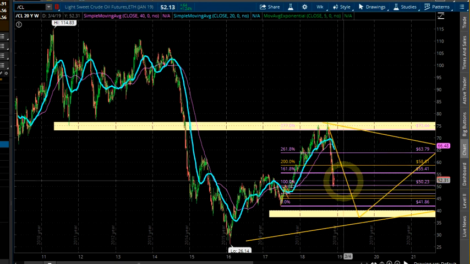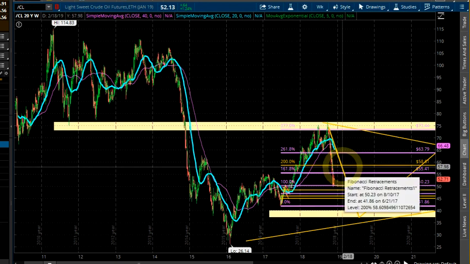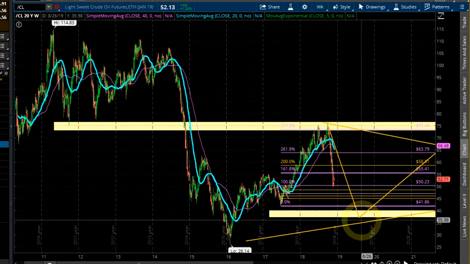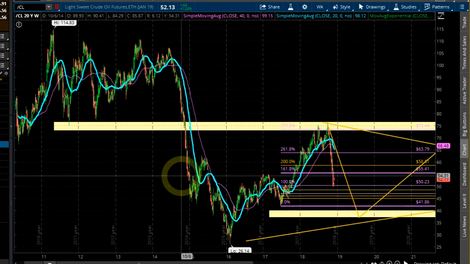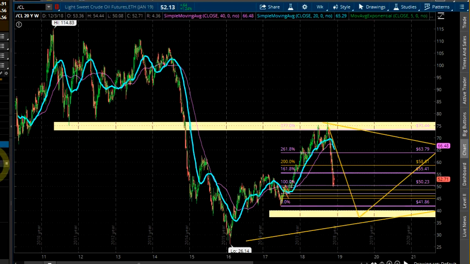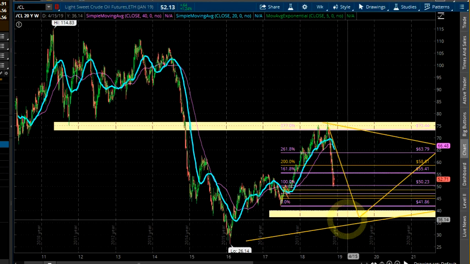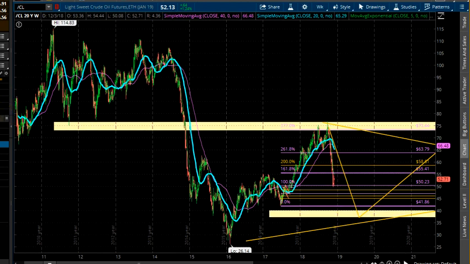I wouldn't be long oil, but if you're going to be short, you might wait for a bounce back up into this area and then try to short it down to this DP area below 40. Or just don't buy oil stocks until you get down here around 40, and then look to buy oil stocks.